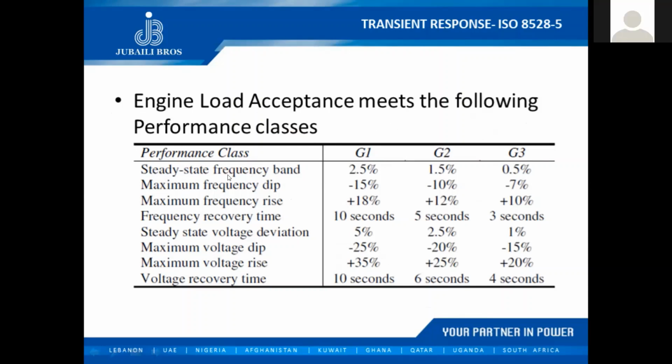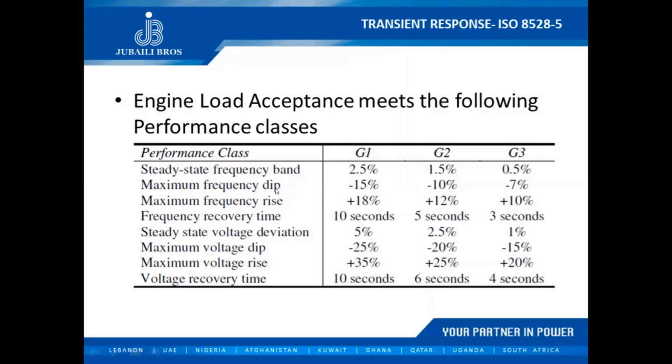Okay, so this tells me that the steady state frequency band, considering a G1 class, is 2.5%. What is a steady state frequency band? It's my genset in its steady state. There's no load addition or load acceptance or load rejection. Okay, this small fluctuation of frequency should not go beyond 2.5%. You'll see it's more stringent for G2. My steady state frequency band should be limited within 1.5% and 0.5% for G3.